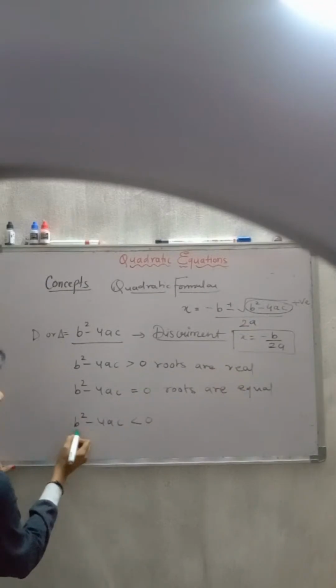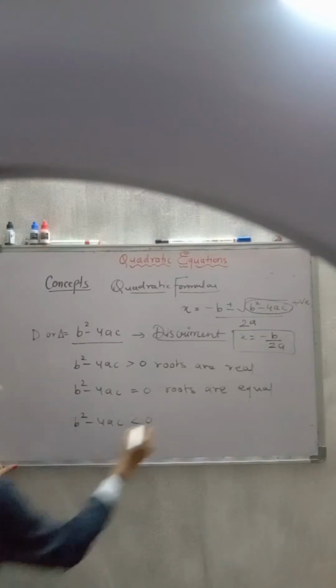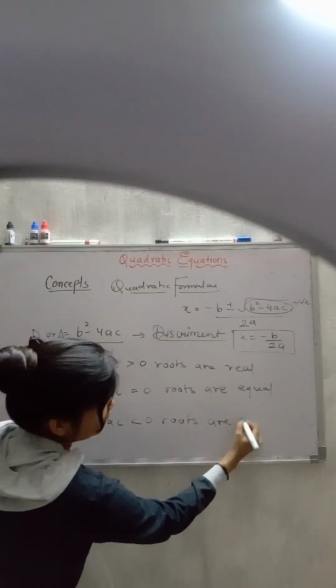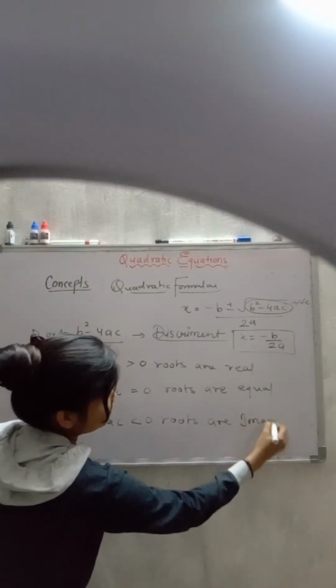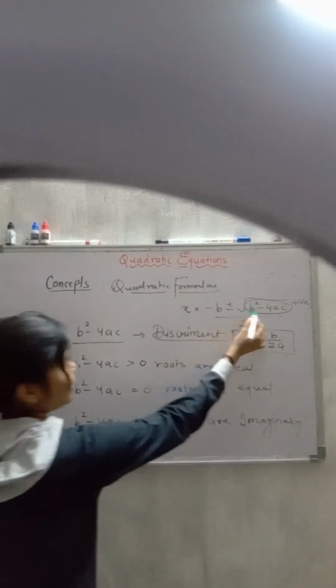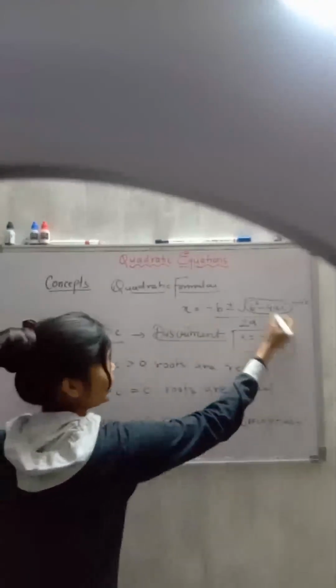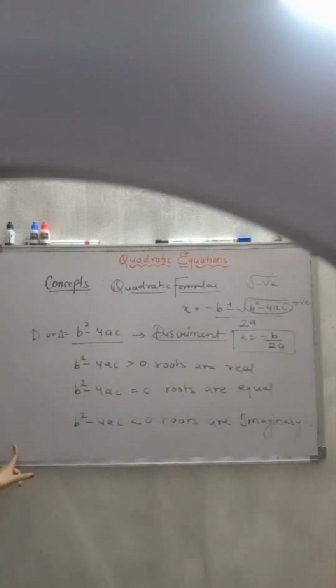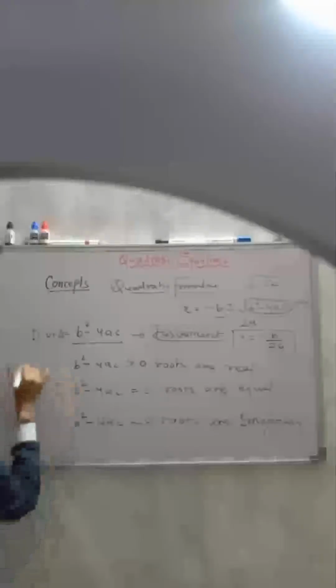In the third case, b square minus 4ac less than 0, then roots are imaginary. We will get imaginary roots since the value of b square minus 4ac is less than 0. Less than 0 means we will get under root of some negative number, and under root of negative will be an imaginary number. So this is known as the nature of roots.